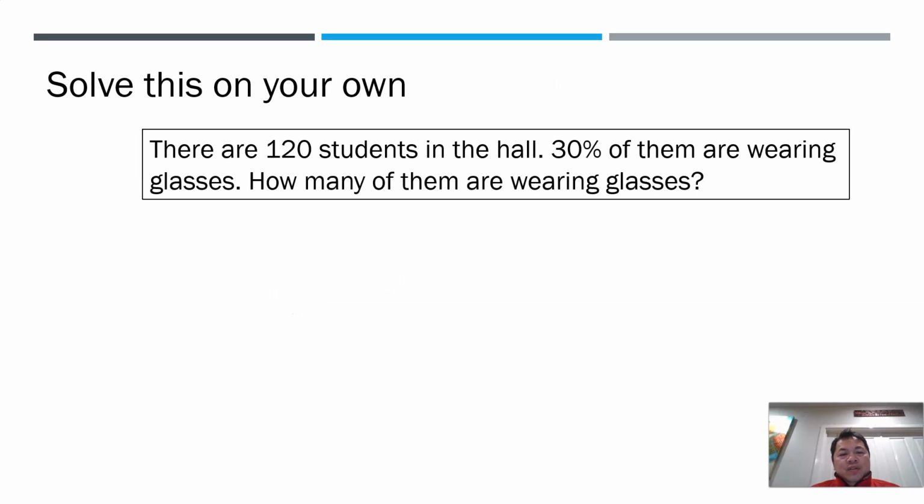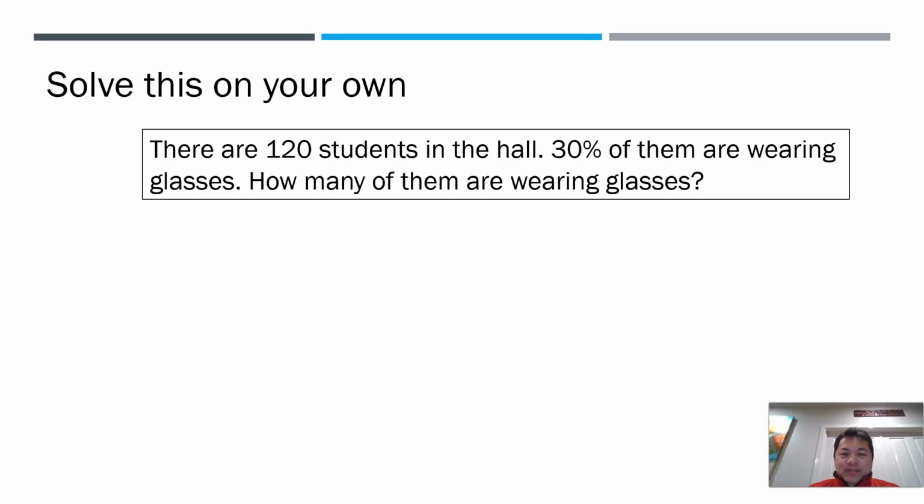Moving on. Okay, you've got to solve this on your own. They say there are 120 students in the hall. 30% of them are wearing glasses. How many of them are wearing glasses? Pause the video. Try to solve this on your own. Once you are done, then unpause the video and check whether your answer is the same as mine.